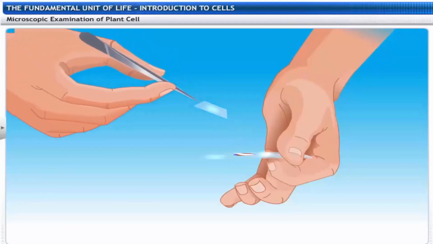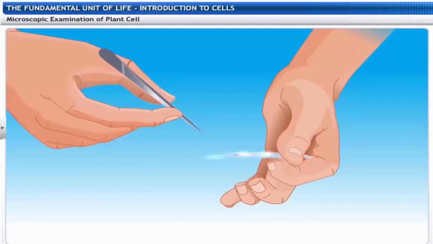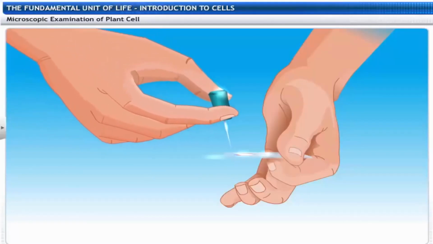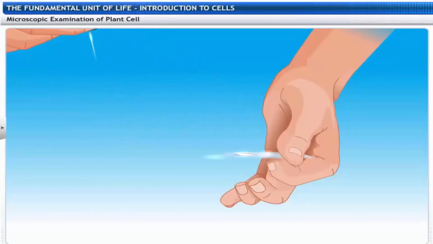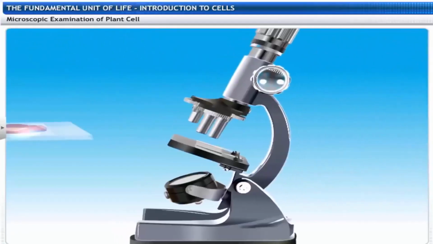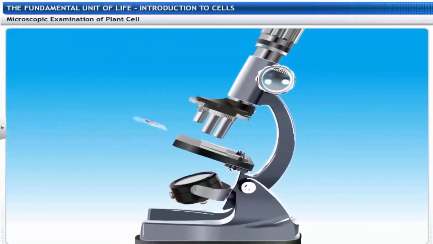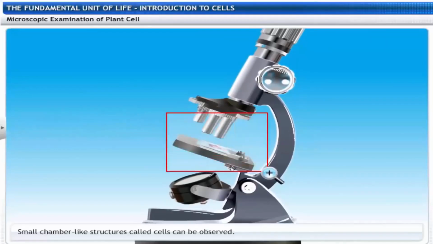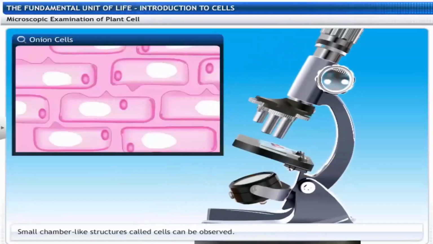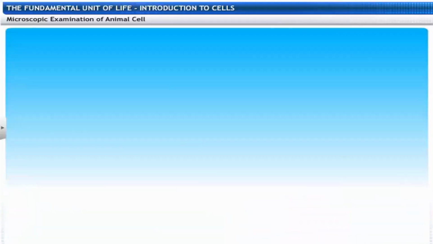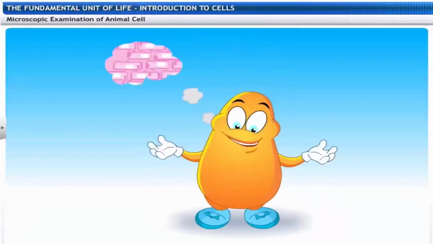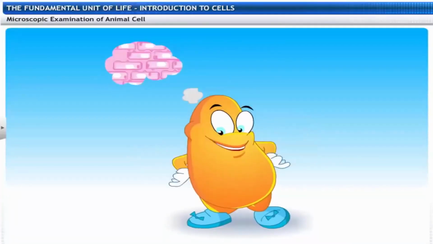Place a cover slip on it. Tap gently with a needle on the cover slip to remove air bubbles. Place the slide on the stage of the microscope. Small chamber-like structures, called cells, can be observed. Each cell contains a prominent vacuole, nucleus, and cytoplasm. That onion cell looked like me, didn't it?